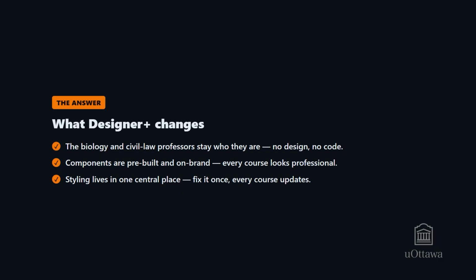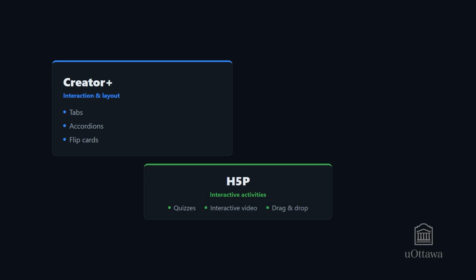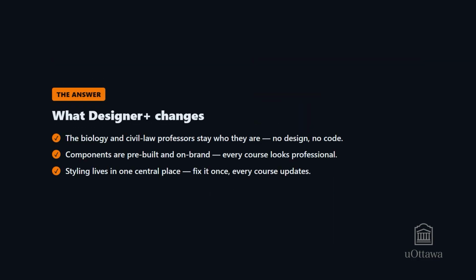At this point, though, there are still two pieces of the puzzle missing to complete our fourth challenge. Brightspace already gives instructors strong tools to build with. Creator Plus brings the interaction and the layout, with tabs, accordions, and flip cards. H5P adds the interactive activities, like quizzes, interactive video, and drag and drop. Designer Plus delivers the static design, the polished, pre-made components ready to use. Together, interaction, activities, and design make a complete, professional online course. Designer Plus sits right alongside the tools they already have, completing them rather than replacing them.